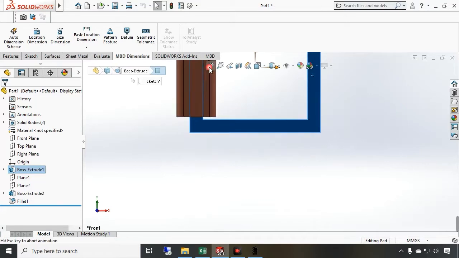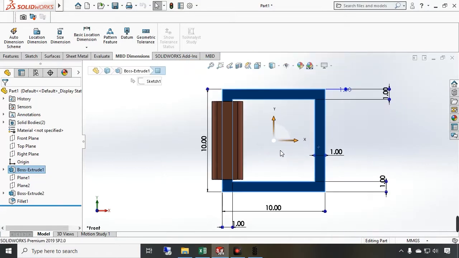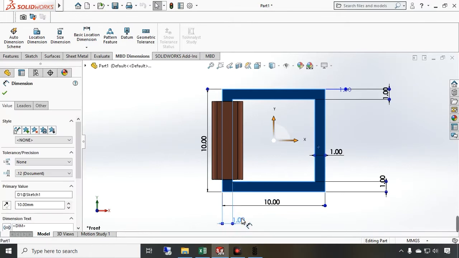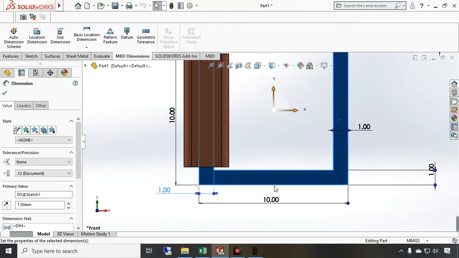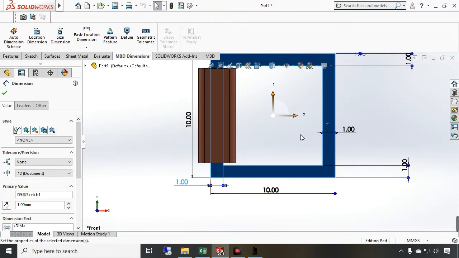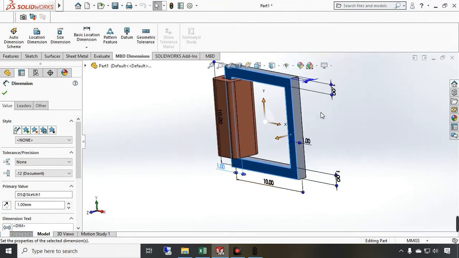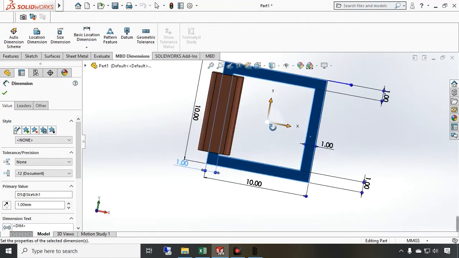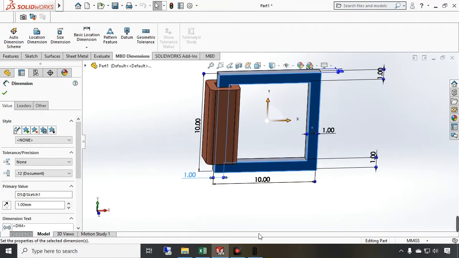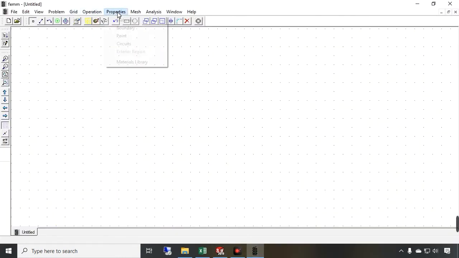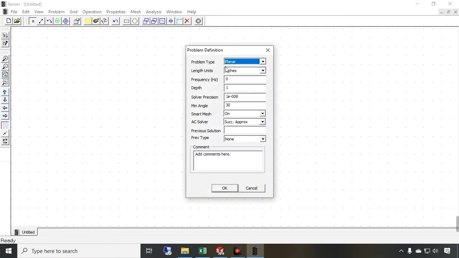So you can see dimensions of the structure here. The width of the yoke is 1. The length of the yoke is 10. Also, the depth of the yoke is 1. So the unit is centimeter. So from here, properties problem, I select the length unit equal to centimeters, and everything is okay.